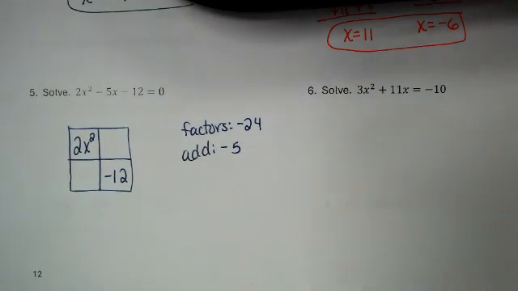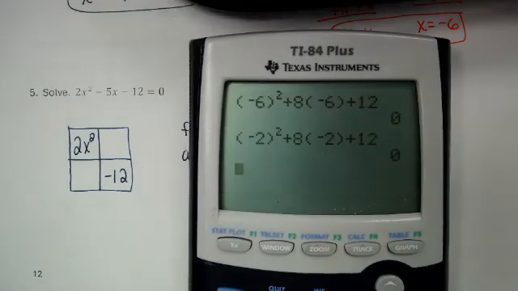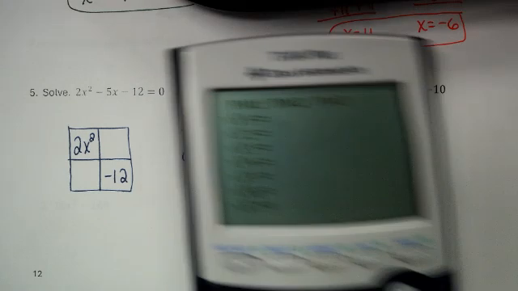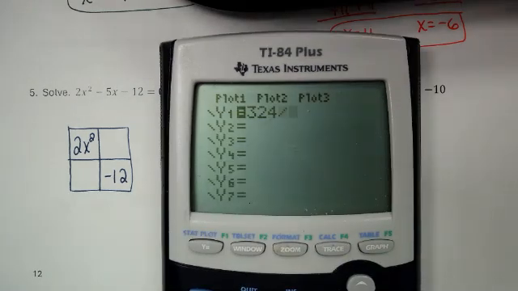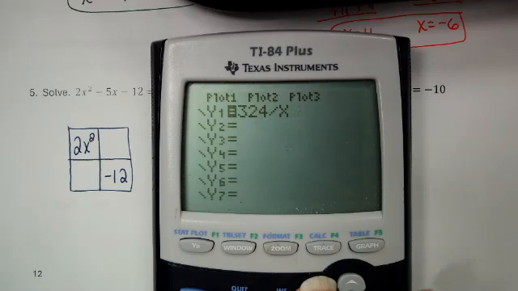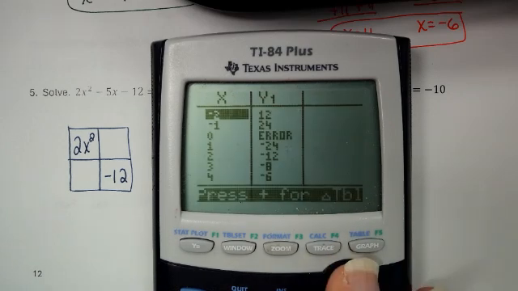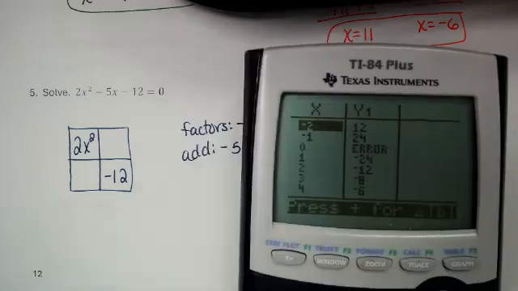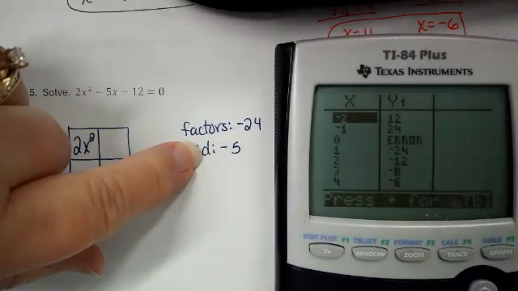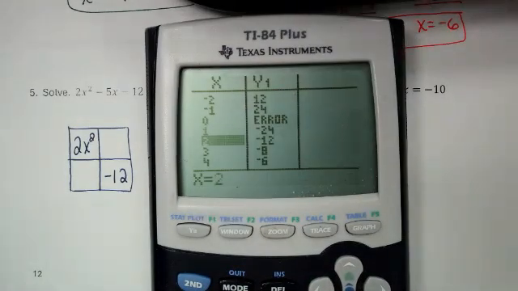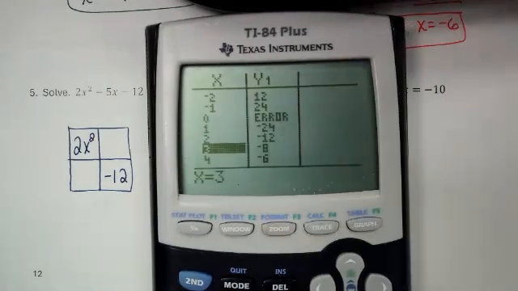Now we could list those factors, or for a lot of us, we just went straight to our calculators and said y equals negative 24 divided by x. Except we wanted to say negative 24. There we go. Now if I hit second graph, it's going to give me a table. And my job is to search the table and find two numbers that add up to negative 5, because all of these numbers are factors of negative 24. So I'm going to look. Oh, I think I just found it.